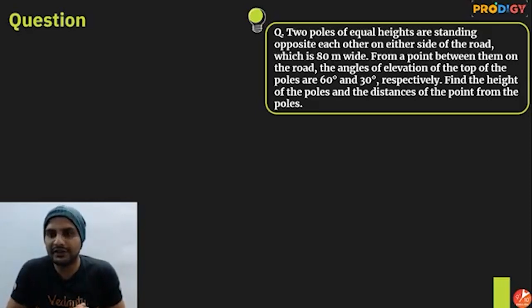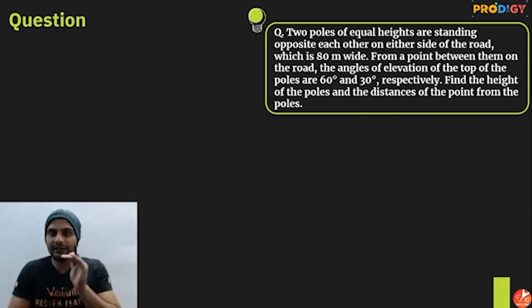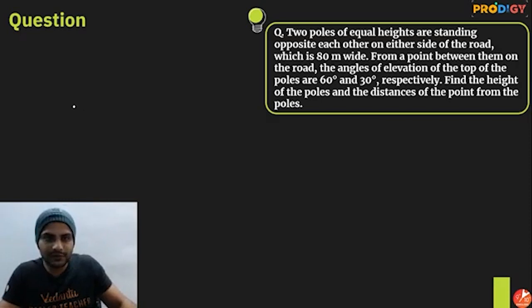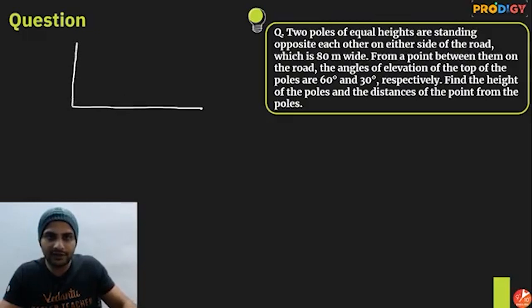From a point between them on the road, the angles of elevation of the tops of the poles are 60 degrees and 30 degrees. So let's say this is the wide road, but the poles are of equal height. If it is h, this is also h only. The total width of the road is 80 meters.